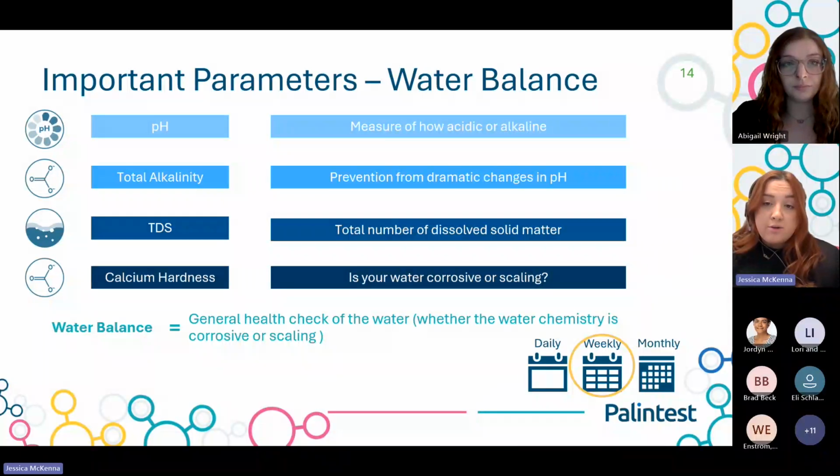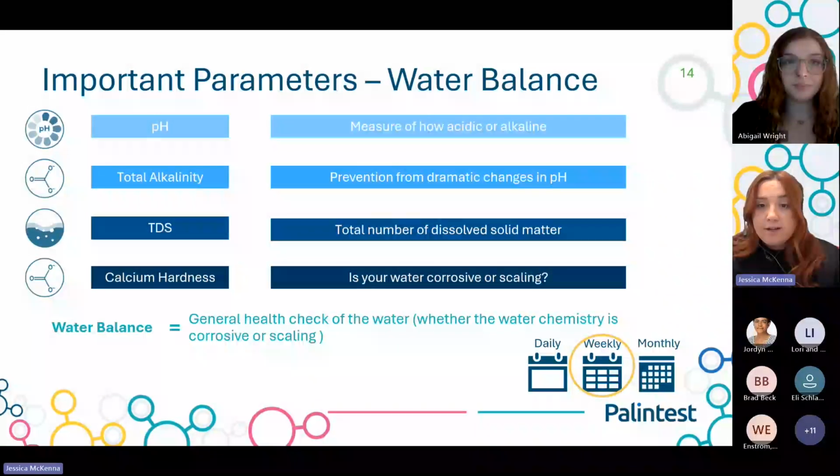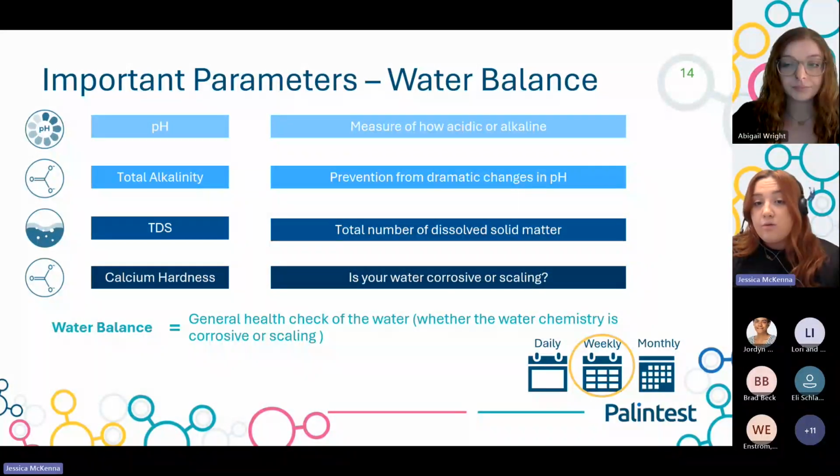All of the parameters shown on the screen now, combined with a temperature reading, will allow you to calculate water balance. Water balance is a scale to measure how likely your water is to scale or corrode its surroundings. Measuring your water balance is important when considering the lifetime of your fixtures and fittings. The common scale for water balance is the Langelier Saturation Index, and this test should usually be done once a week. I'll now pass back over to Abby to cover our solutions.